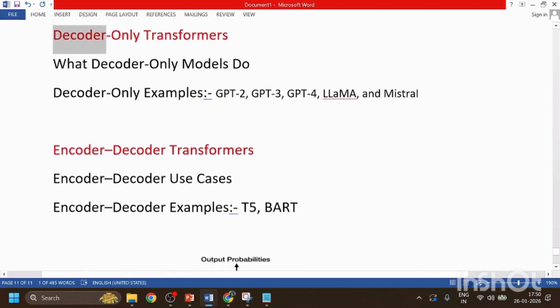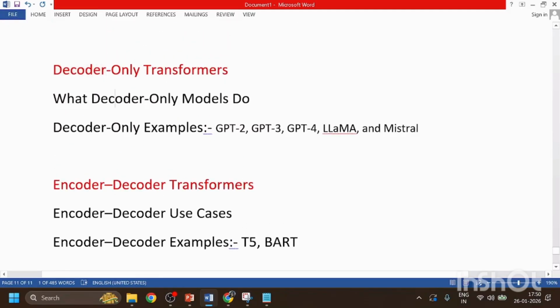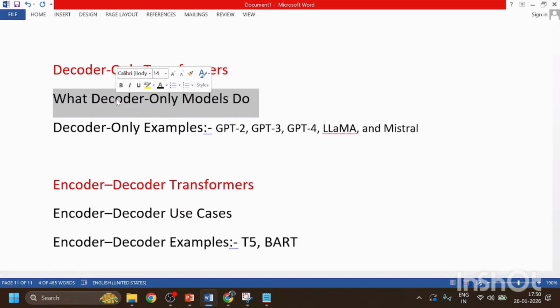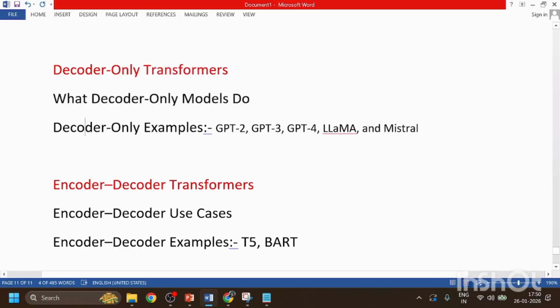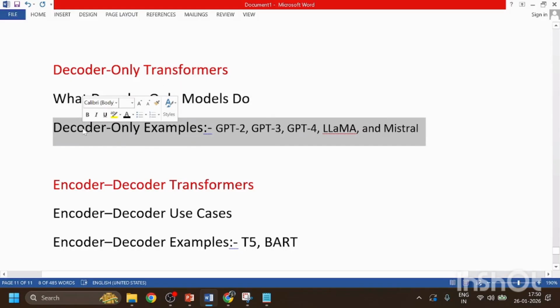So here you can see what decoder only models do. They generate text one token at a time. Each new token depends only on previously generated tokens. This makes them perfect for GenAI. And here you can see popular examples of decoder only: GPT-2, GPT-3, GPT-4, LLaMA and Mistral. ChatGPT is a decoder only transformer.